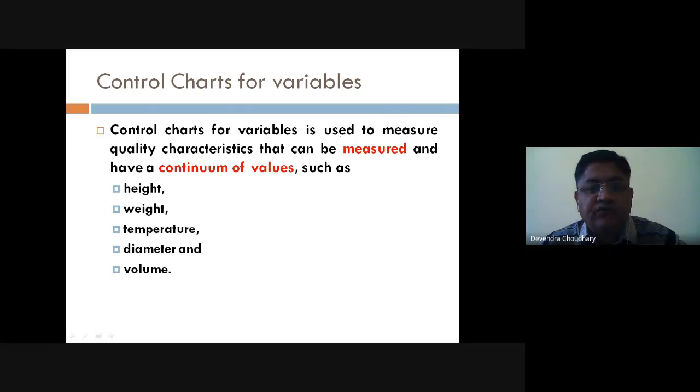A control chart for variables is used to measure quality characteristics when the quality characteristics can be measured and can have continuous values. So quality characteristics which can be measured and have continuous values, such as height, weight, temperature, diameter of shaft, and volume, are known as variable quality characteristics.